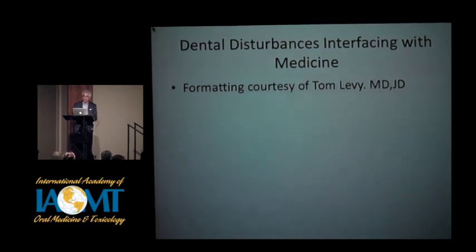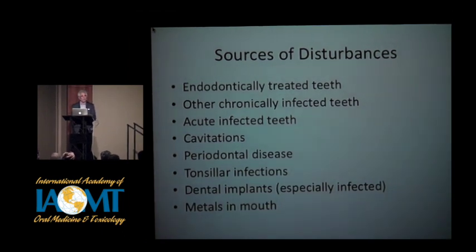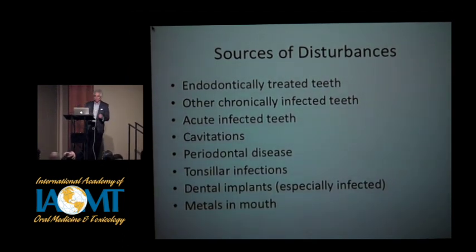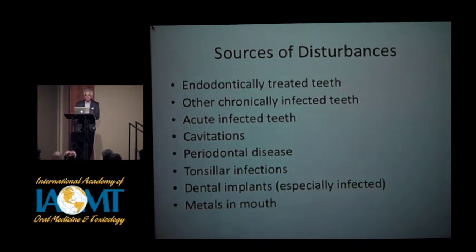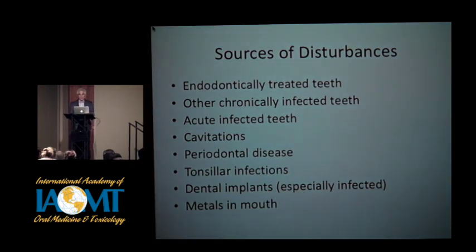The formatting of this is courtesy of some slides I got from Tom Levy. So here's sources of disturbance. Now, when a patient comes to see me, they could come in with anything. They might come in with a knee, they might come in with cancer, they might come in with pain, anything. I need to look for disturbances in their body. And here are sources of disturbances in the mouth. Endodontically treated teeth, other chronically infected teeth, acute infected teeth, cavitations, lots of them. Periodontal disease, tonsillar infections, implants, especially if they're infected, metals in the mouth.